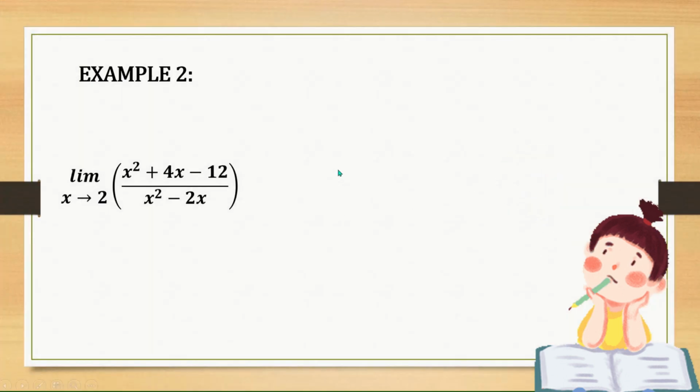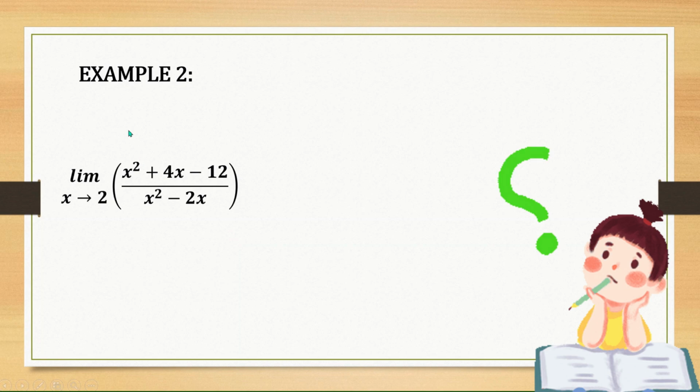Alright, so let's have another example. Find the limit of the function x squared plus 4x minus 12 divided by the quantity x squared minus 2x as x approaches 2. In this case, we cannot directly plug 2 into our equation. As you can see in the denominator, if we plug 2 here, the denominator will become 0. And a fractional function with a 0 denominator is undefined. Therefore, we cannot do that. So, how are we going to solve this?